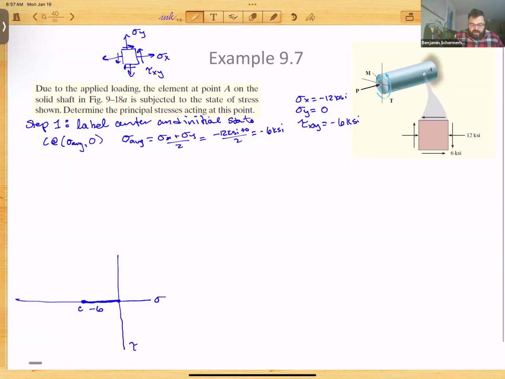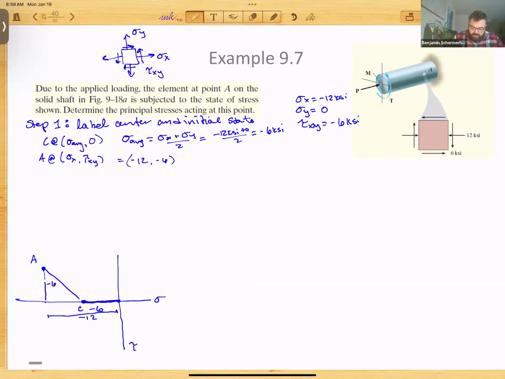Next, we're going to put on our initial state of stress. That's sigma x, tau xy as my coordinates, which is going to be negative 12 and negative 6. So we want to go out negative 12 in the x direction and then negative 6 in the y direction to get my initial state of stress. That's going to be point A. You probably don't even need to draw out the circle for all of these, but it still is nice to look at. So I've got my initial state of stress.